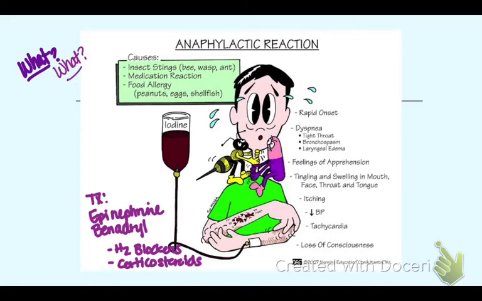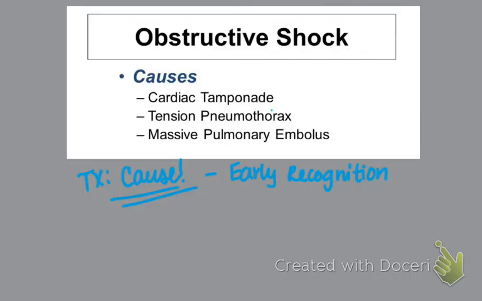So that is pretty much the anaphylaxis. Just remember, airway, monitor those lungs, listen for the wheezes. And let's talk a little bit about obstructive shock. It's basically what it says it is. We've got to treat the cause. If it's a PE, we've got to treat it. If it's cardiac tamponade, we've got to treat it. Early recognition is key here. So that is your obstructive shock.